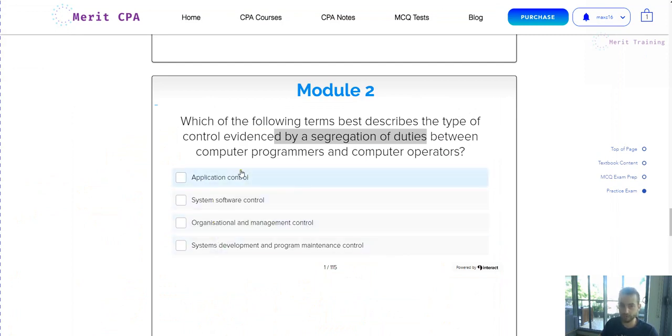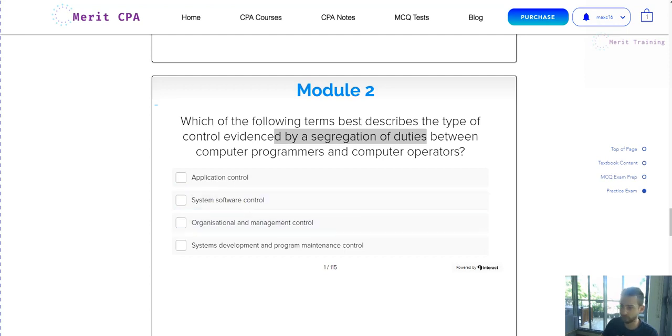So A, application control. We talked about this previously, but an application control is not a general control. It's something that applies specifically to a particular program. For example, in the payroll software only, maybe there's a restriction that you can't have sick leave if you have a casual employee in there. That would be application specific.